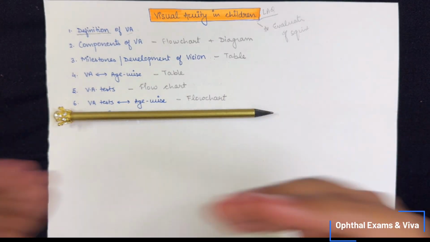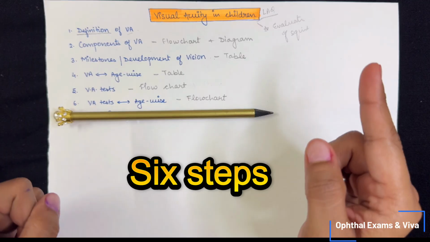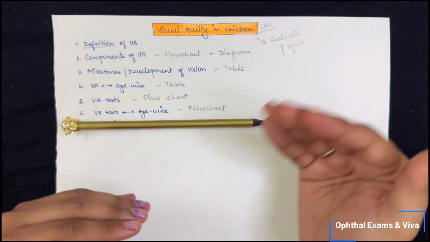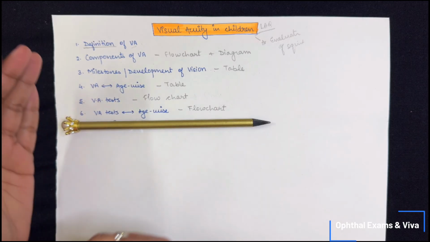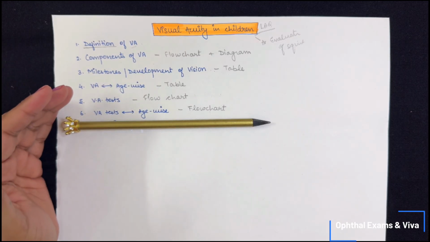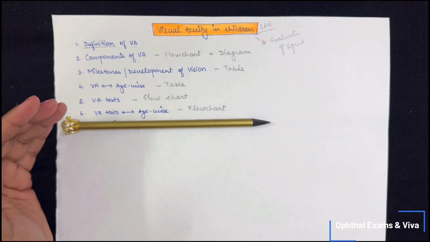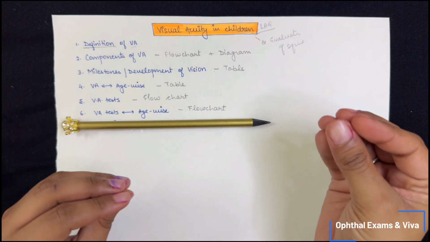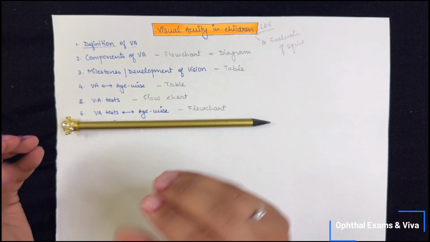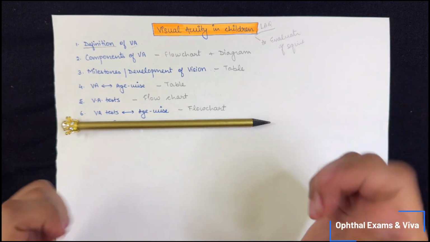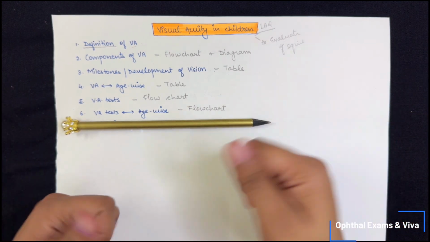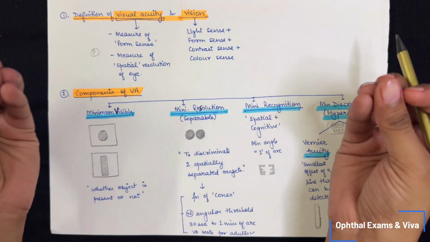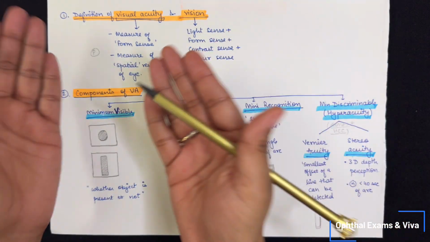Now let's learn evaluation of visual acuity in children in 6 simple steps. We will briefly understand definition of visual acuity. As I've always told, start your answer with definition, then components, then we'll discuss the development of vision, then age-wise evaluation of visual acuity, then what are the tests and at what age, what tests are done. So this is how we are going to do, and in the end we are going to discuss Viva pulse also. Start. So when you start with definition, it is important that you define both vision and visual acuity.